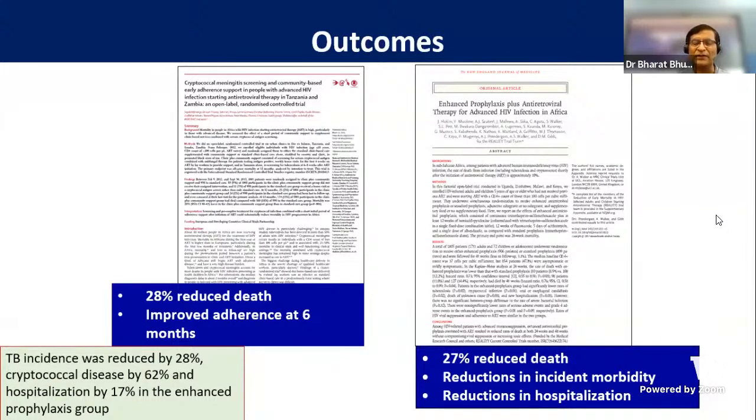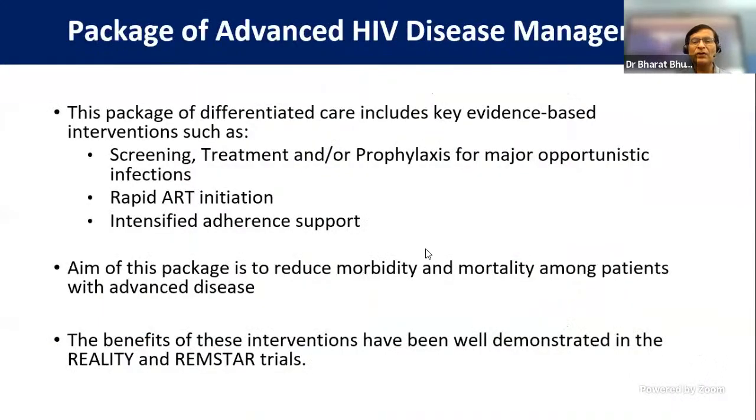And another study showed that there is a 27% reduction in death, and reduction in incident mortality and reductions in hospitalizations. So the package of advanced HIV disease management includes differentiated care, which means you prioritize these patients with advanced disease, and also includes evidence-based interventions which come from the REALITY and RAMSTAL trials: screen them, treat them, or provide prophylaxis for major opportunistic infections, start ART rapidly, and provide intensified adherence support so that we are able to reduce mortality among these people.